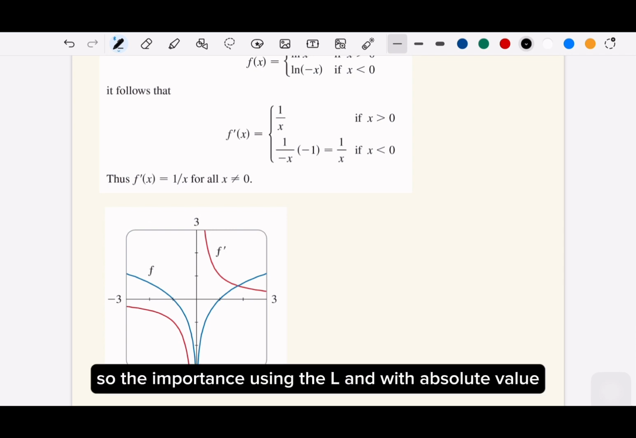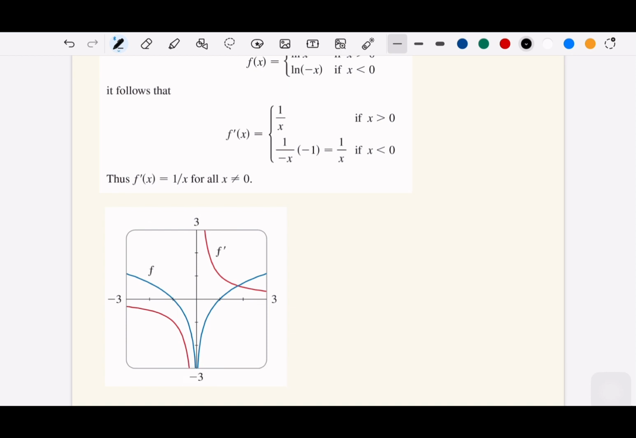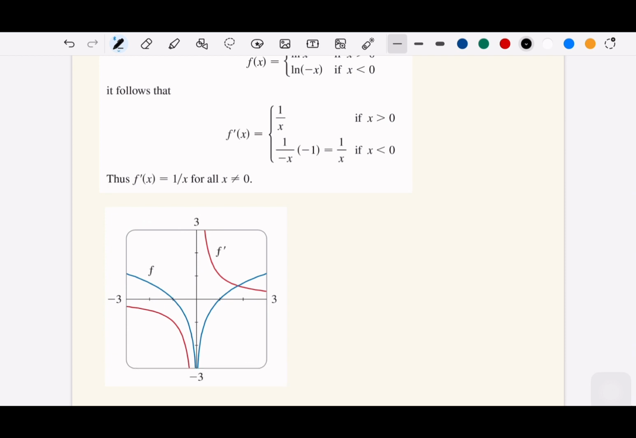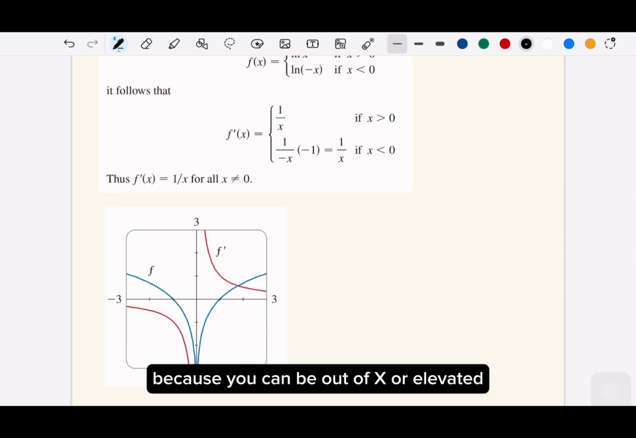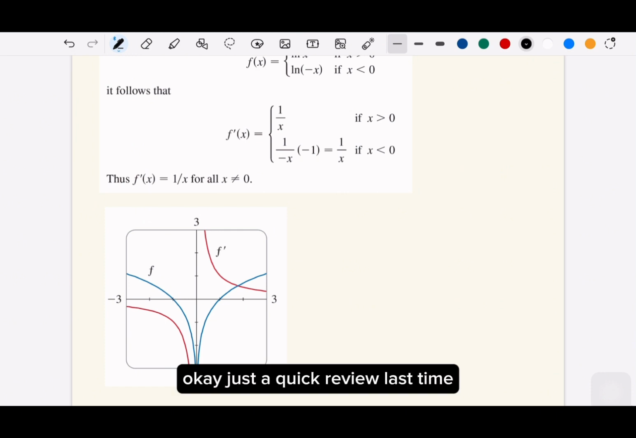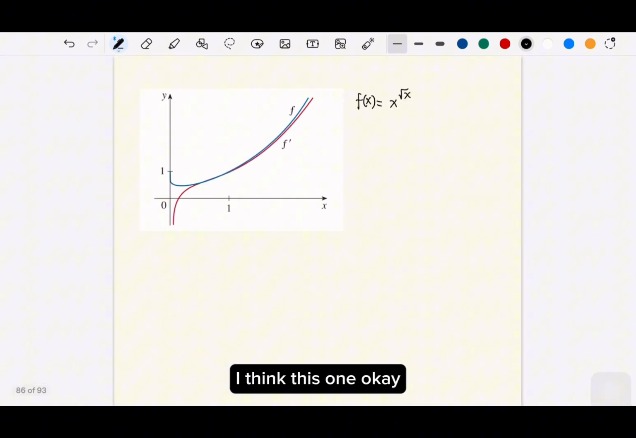So that is important. The importance of using the ln with absolute value is that when we derive both cases, they give the same result. So later, if you want to take the antiderivative or the integration of 1 over x, we need to make the statement the absolute value, because it can be ln x or ln negative x. Okay, just a quick review from last time.